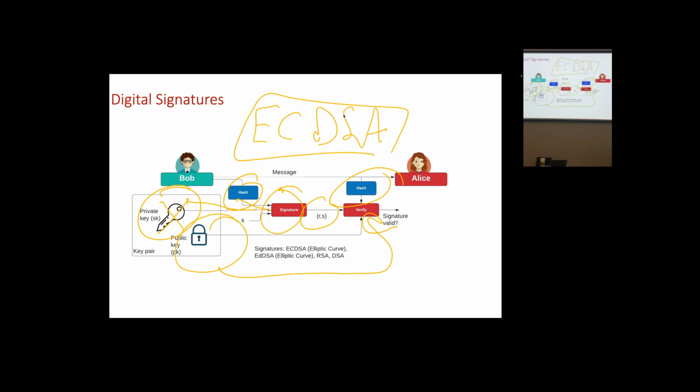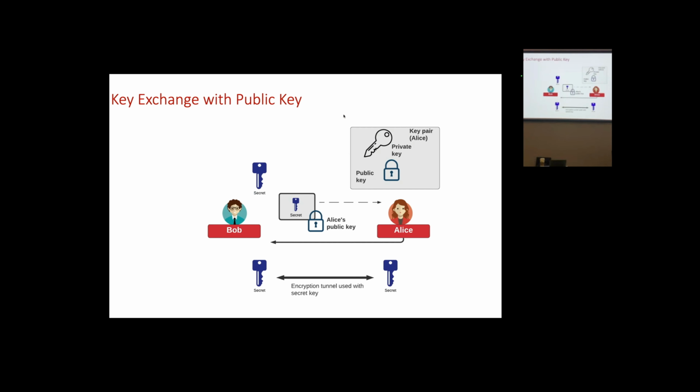ECDSA, EdDSA, RSA, and DSA are the main methods that we can have for digital signatures. LGAML is another one, but it's not used that much. And then the other one is where Bob wants Alice to use the same key.